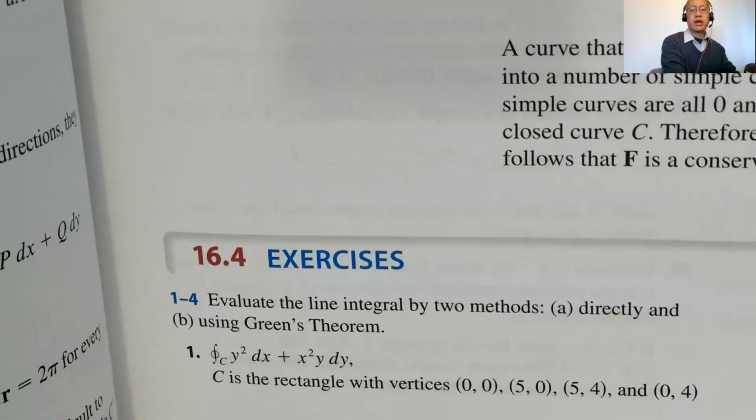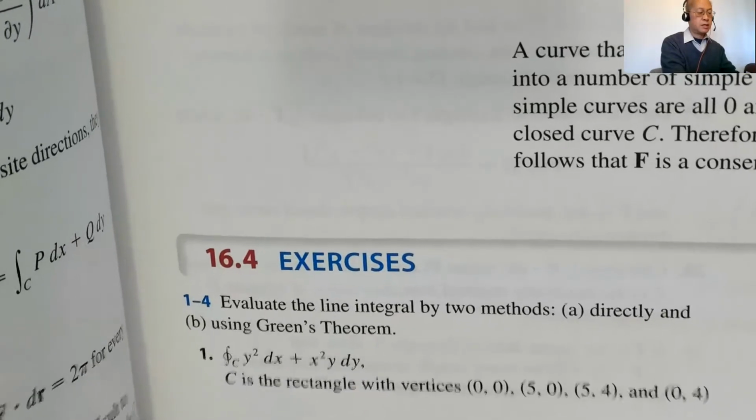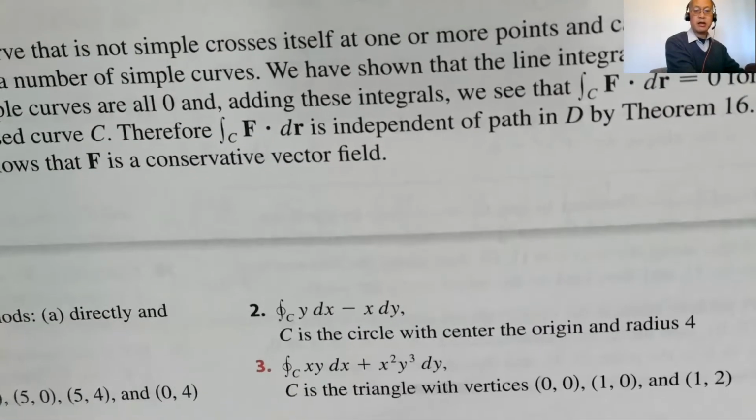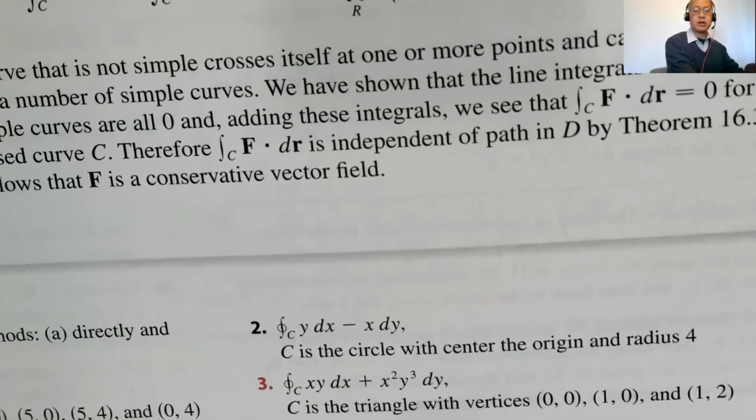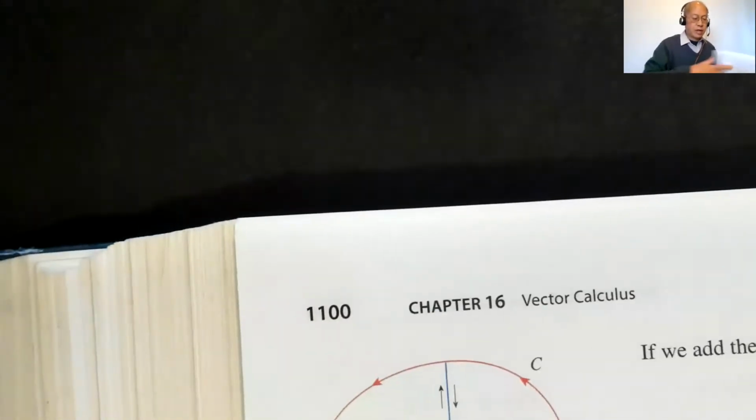Okay, so evaluate two ways, it says, directly and by using Green's theorem. So that means they want you to do both sides, the left and the right-hand side.